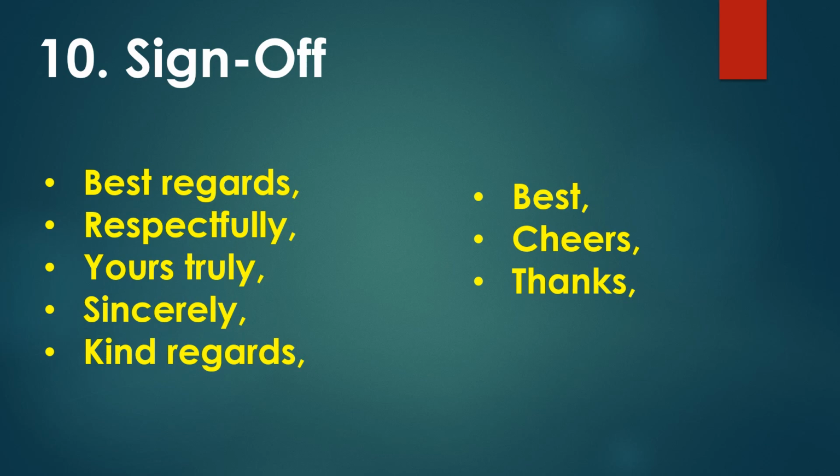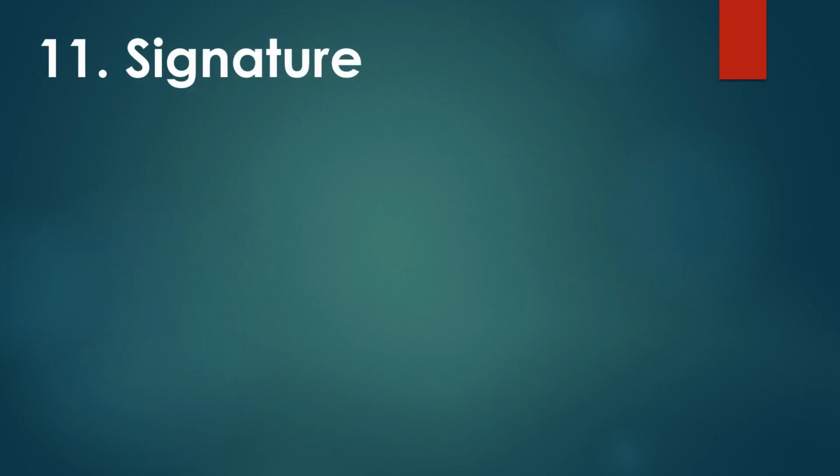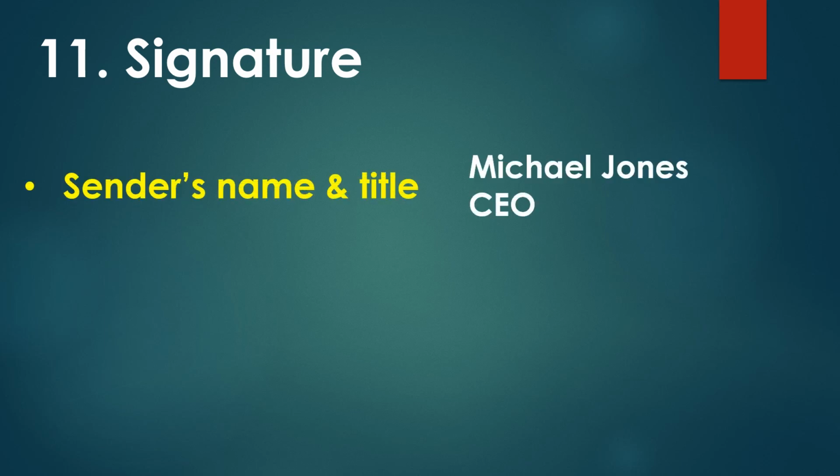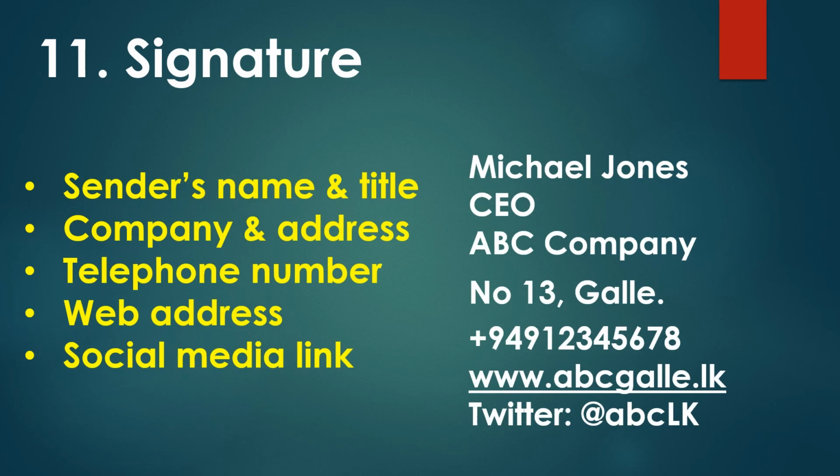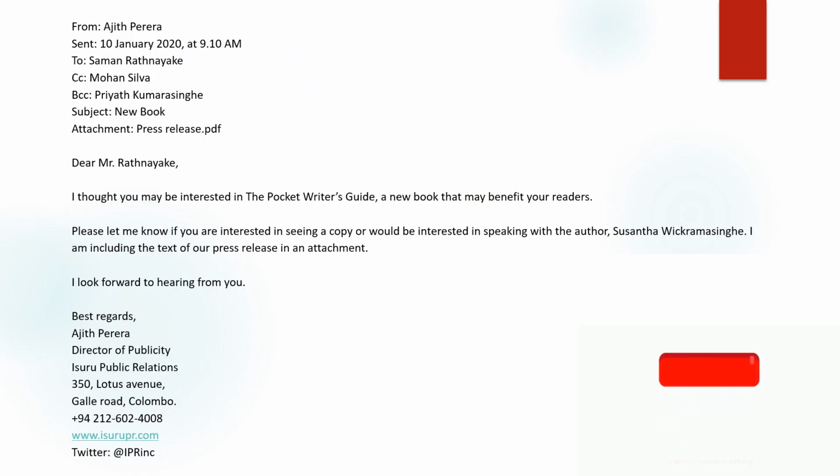Number 11. Signature. The signature is where you identify yourself by name, title, and any other information relevant to your communications. Most email programs allow you to set a fixed signature that's automatically added to the end of every email you send. The signature consists of the sender's name and title, company and address, telephone number, web address, and social media link respectively. Here's an example for a professional email. Before you hit the send button, review and spell check your email one more time to make sure it's truly perfect.